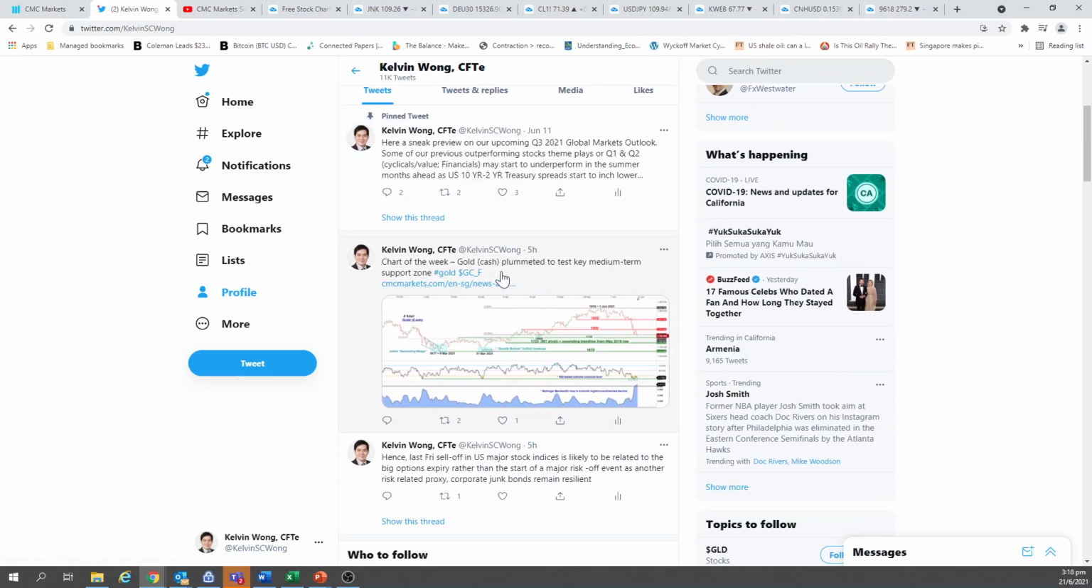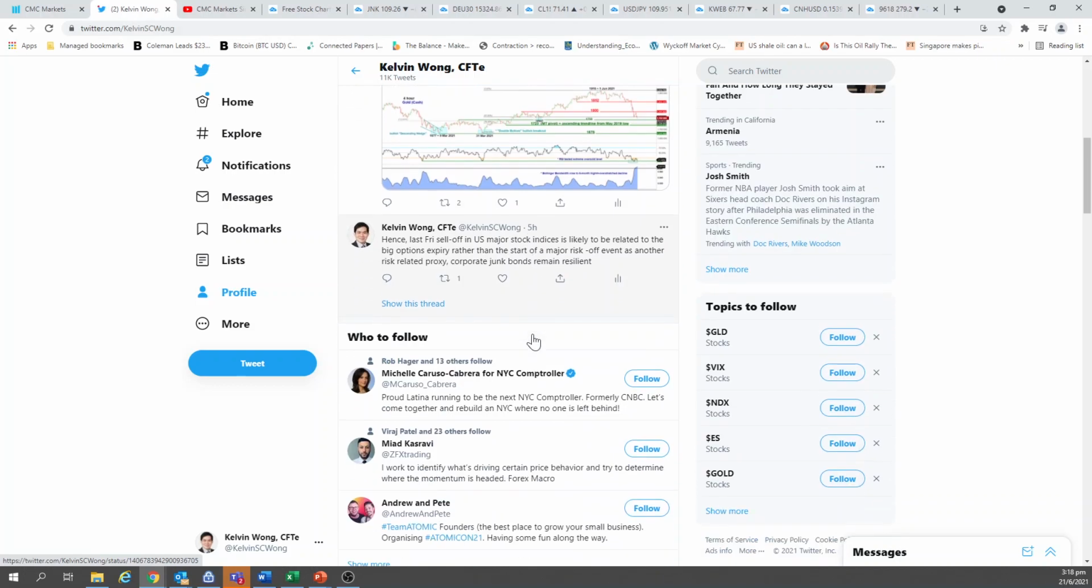Like today, I sent out this chart of the week for gold because gold, even though it plummeted, actually tests a key medium-term pivotal support zone right now where we could see a potential short-term bounce. So that's my chart of the week for gold. The reason why, so follow me, you click on the link and read it, I'll explain all the reasons why. So it's a bit of educational value as well.